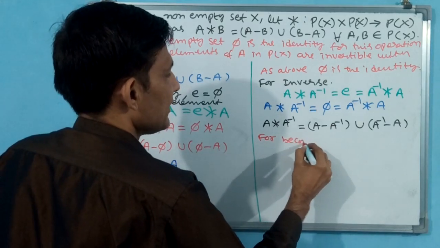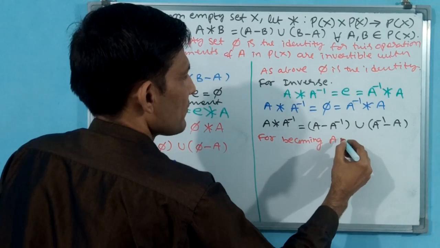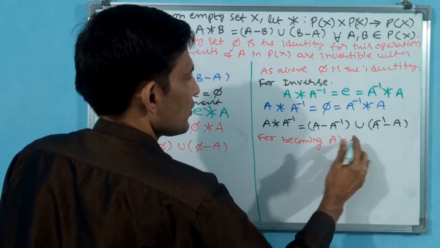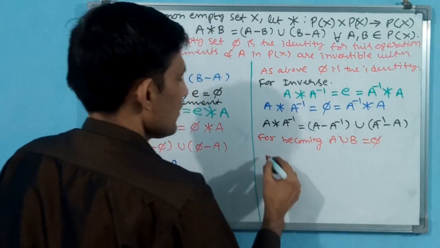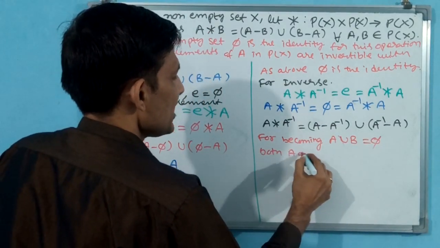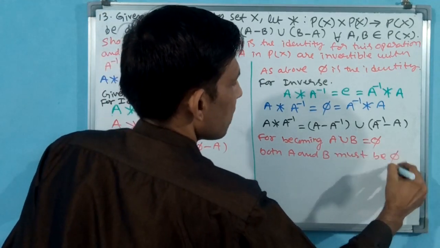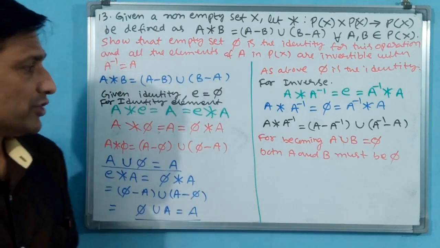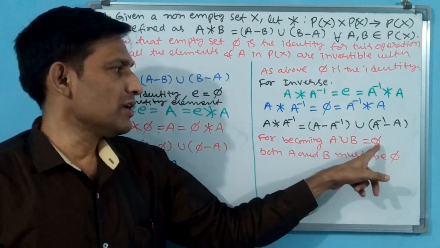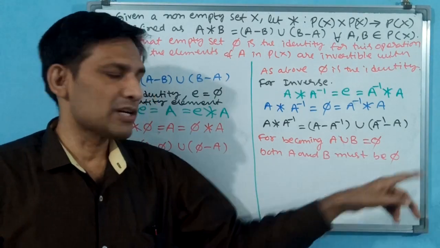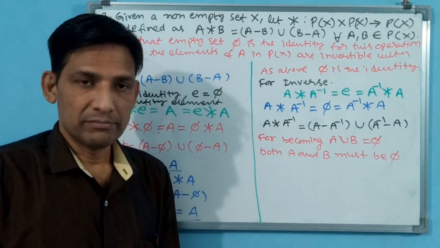For A union B to be equal to 5, both A and B must be 5. This statement you have to write anyway. Why? Because you see, for A union B to be equal to 5, both A and B must be 5, or else it is not possible. How is it possible? You tell me.